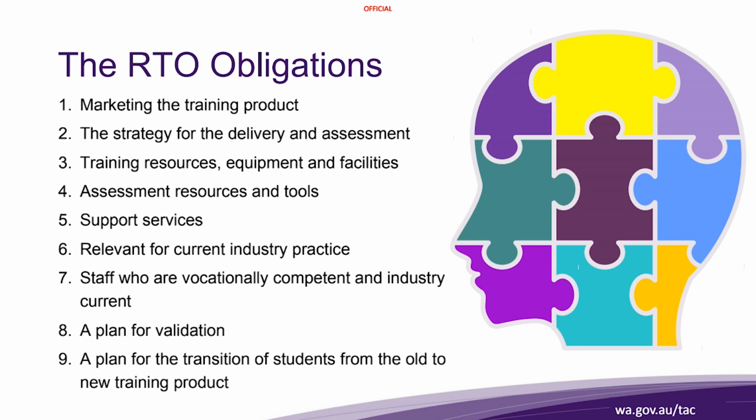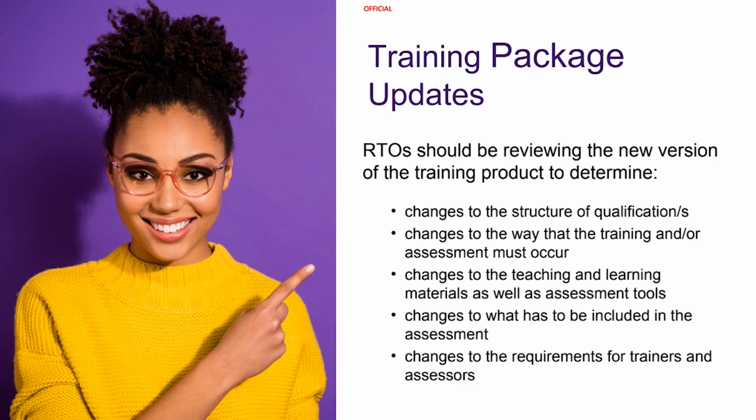To be able to achieve all 9 of those things, in essence, you need to make sure that you have gone through some kind of review process with the training package, and there are some key things that you're looking for. So things like changes to the structure of the qualifications, changes to the way the training or assessment must occur, and this might be, it might have been able to be simulated, but now it has to be conducted in the workplace or vice versa. Changes to the teaching, learning and assessment tools that you have to do, changes to what has to be included in the assessment.